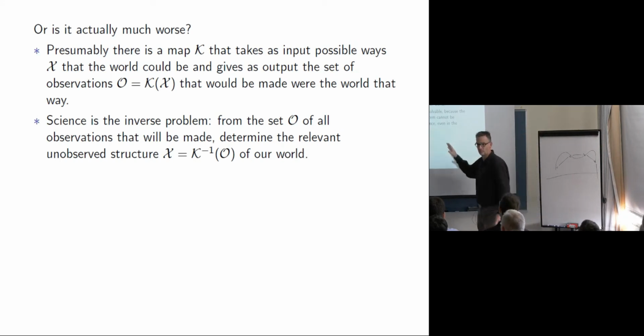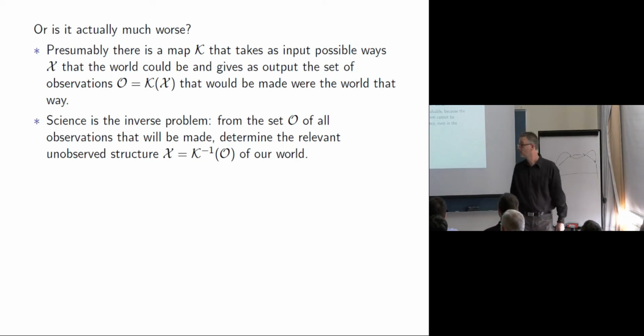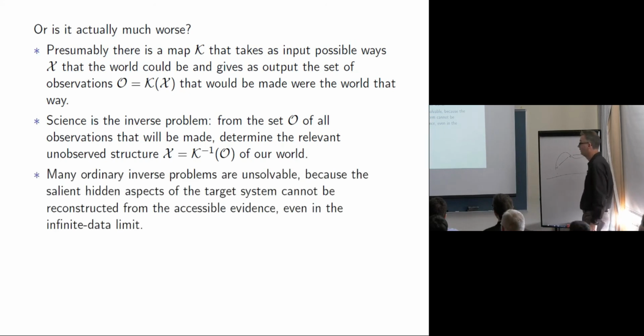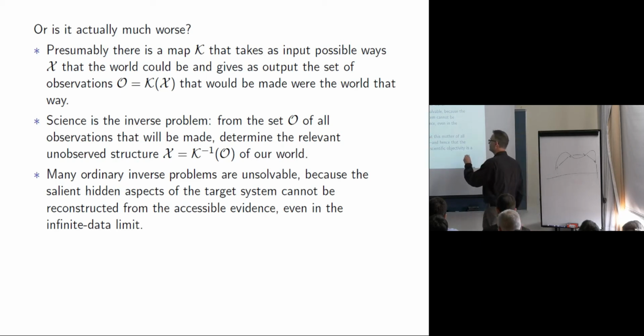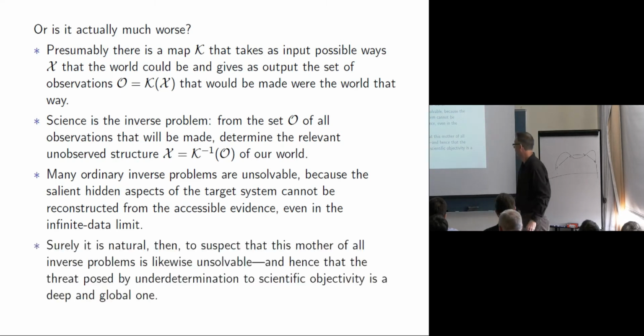So remember the foreshadowing from before. Many ordinary inverse problems are unsolvable because the salient hidden aspects of the target system can't be reconstructed from the accessible evidence, even in the infinite data limit. So surely it's natural then to wonder about this inverse problem. Is it solvable? Well, it's natural to worry that it won't be, since in practice most inverse problems aren't solvable.